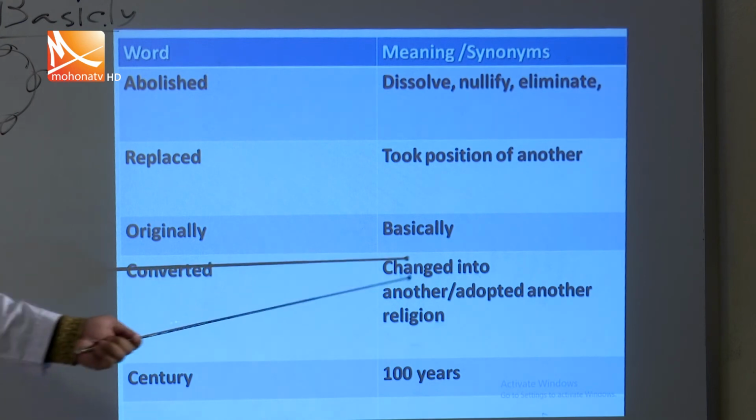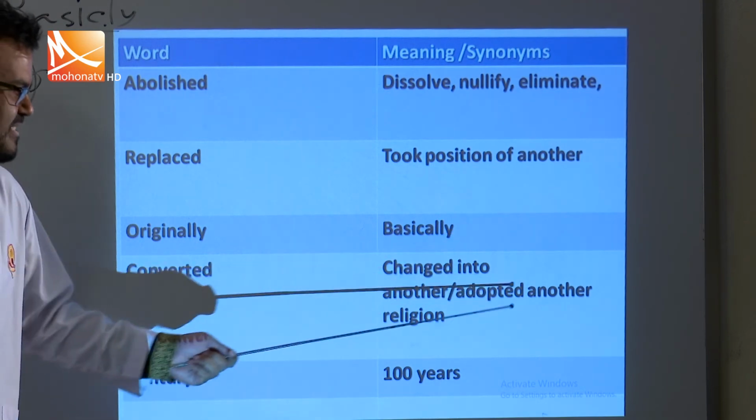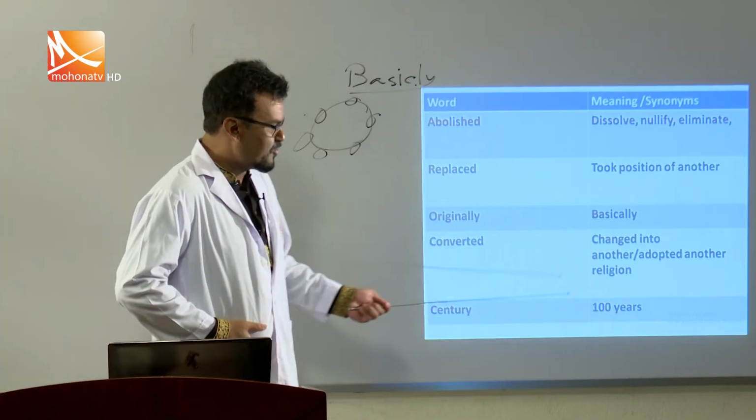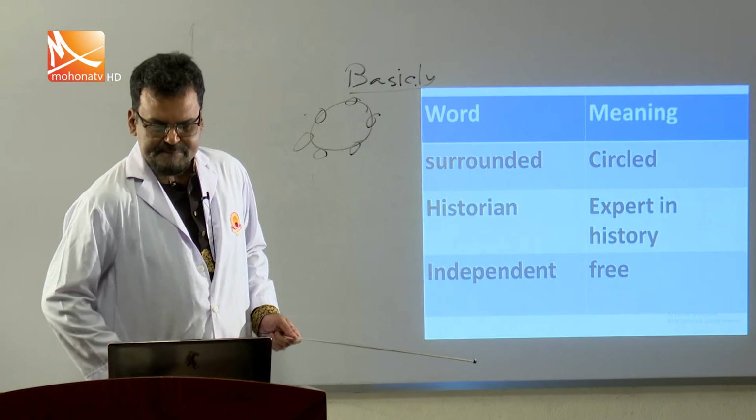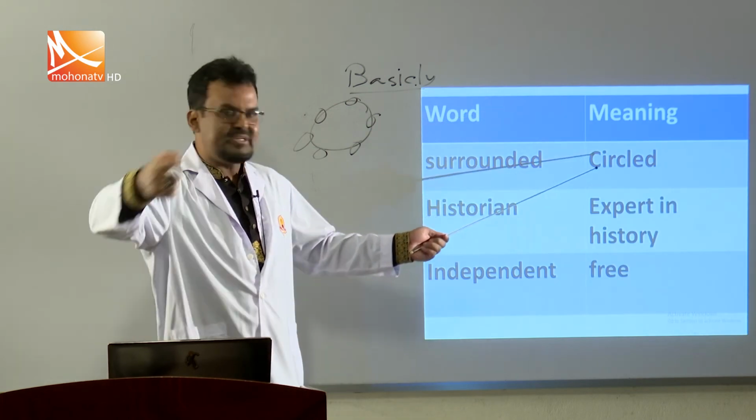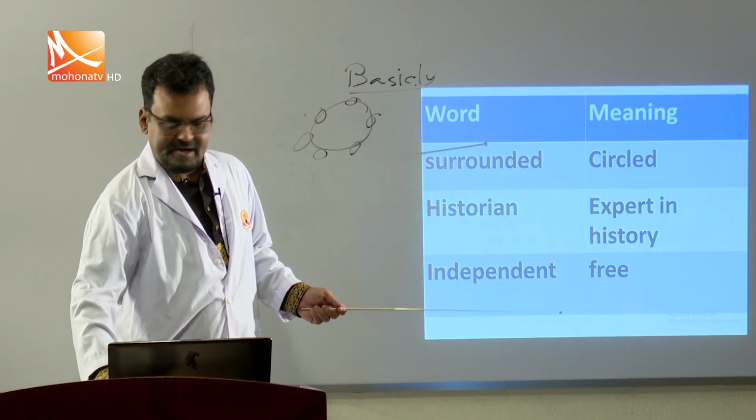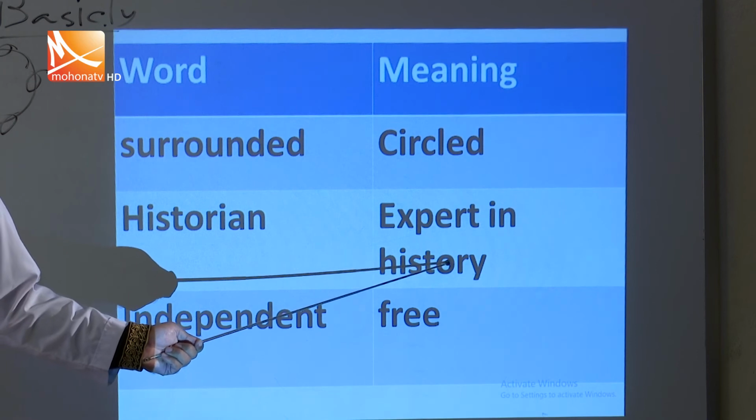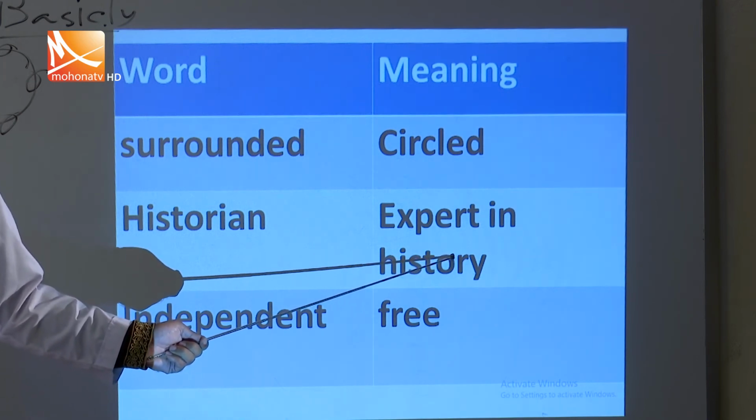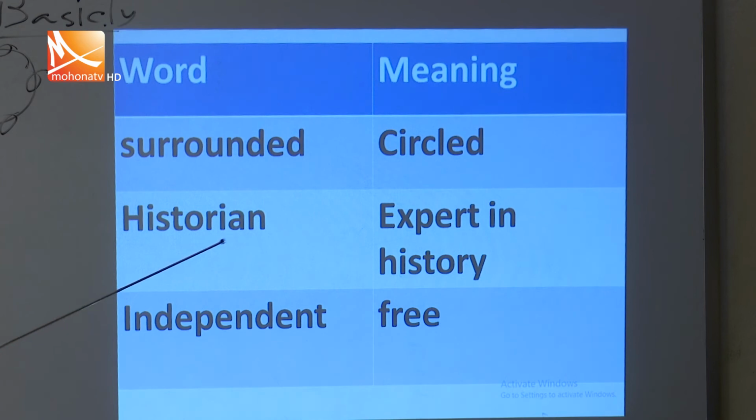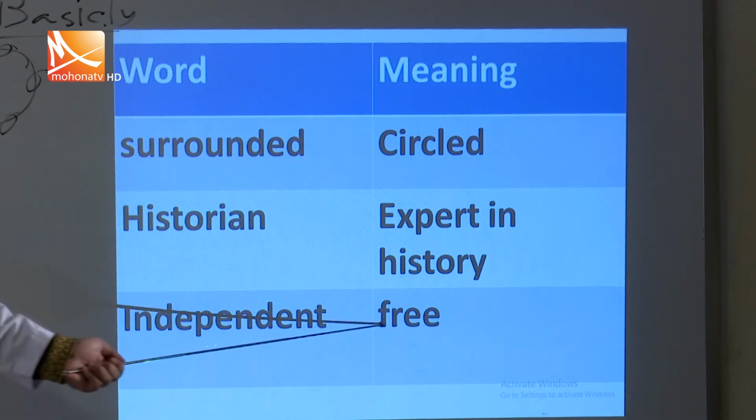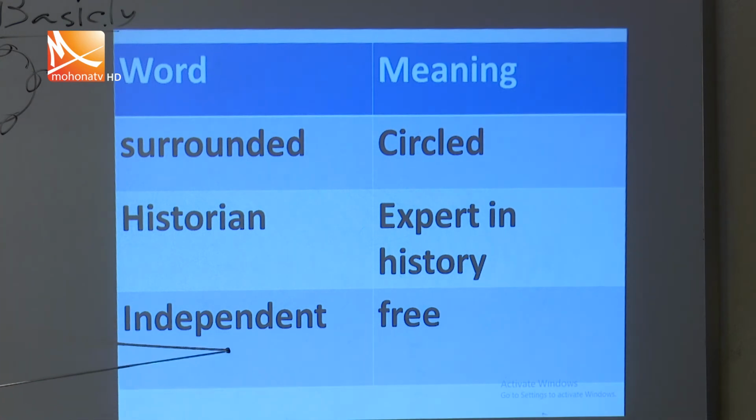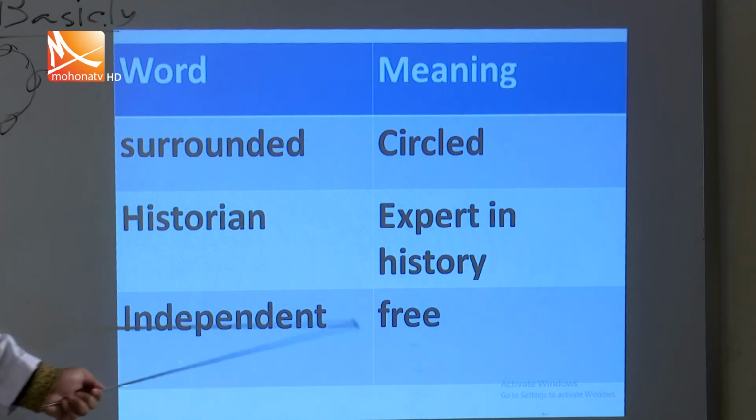Converted means changed into another, or adopted another religion. Adopted. And century, 100 years. And surrounded. Surrounded means circled. Historian, expert in history, who has vast knowledge in history, who knows a lot about history, that is called historian. And independent, free. Bangladesh is an independent country. We got our independence in 1971, so it is free, it is independent.